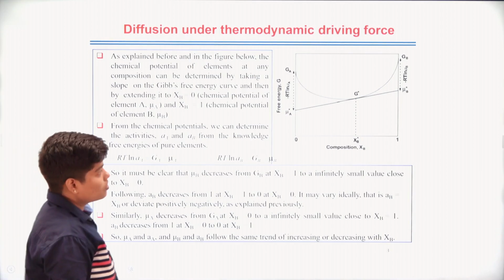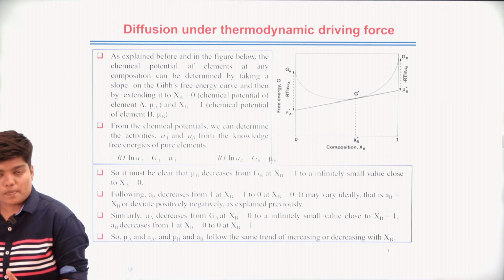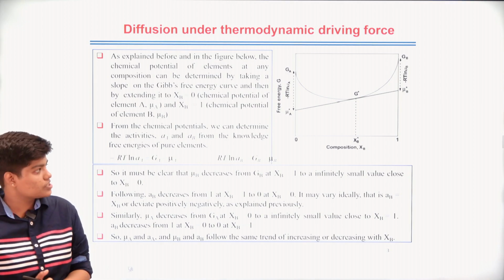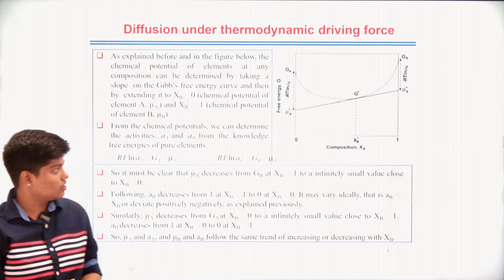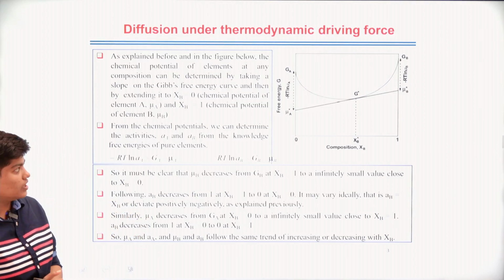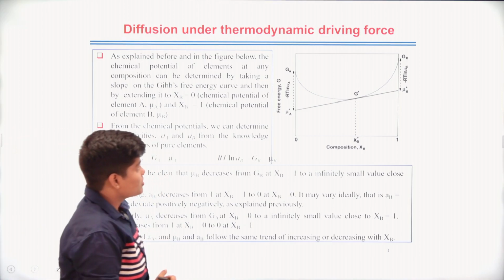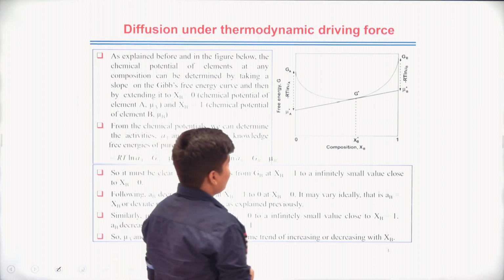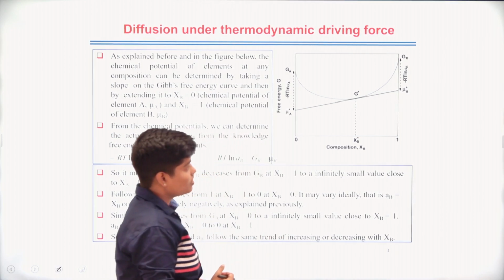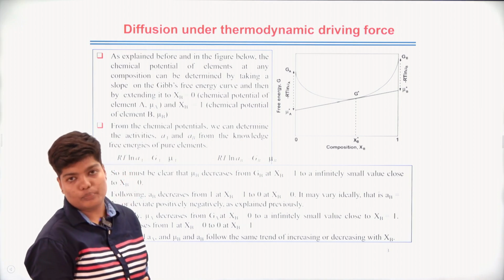Now, diffusion under the thermodynamic driving force. How diffusion is responsible for chemical potential, like Gibbs free energy in thermodynamic terms. See here, the graph is shown. On the y-axis is free energy, that is G, and on the x-axis is the composition of B.